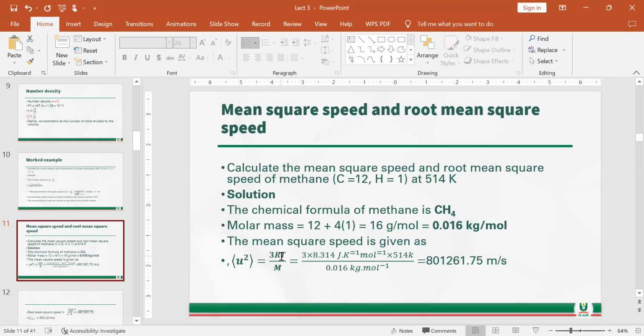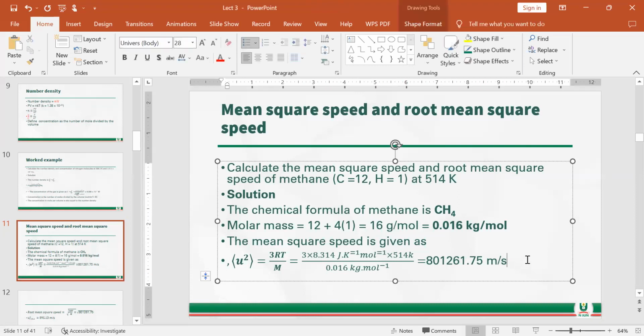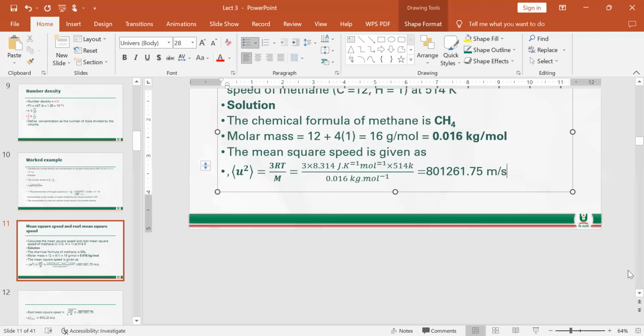R is a gas constant, and T is the temperature we've given here. So that is all over the molar mass. And so this is the mean square speed of that gas. That's the general formula: 3RT all over M. R is a gas constant, T is a temperature, M is the molar mass in kilogram per mole.